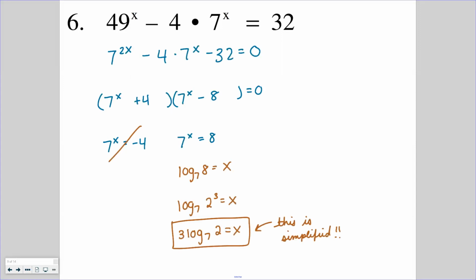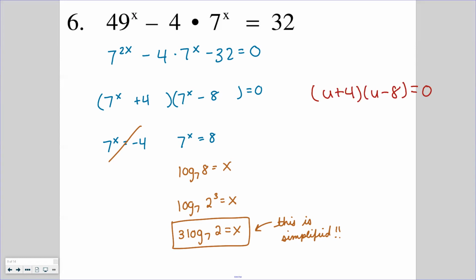Okay, so let's start with number 6 first, and let's check your answers here. The only tricky part about number 6 is making sure your final answer is fully simplified. When I factor, I didn't use substitution in this example. So if you used substitution, your factoring would look something like this: u plus 4 and u minus 8. But you should get down to two things. 7 to the power of x is equal to -4, and 7 to the power of x is equal to 8.